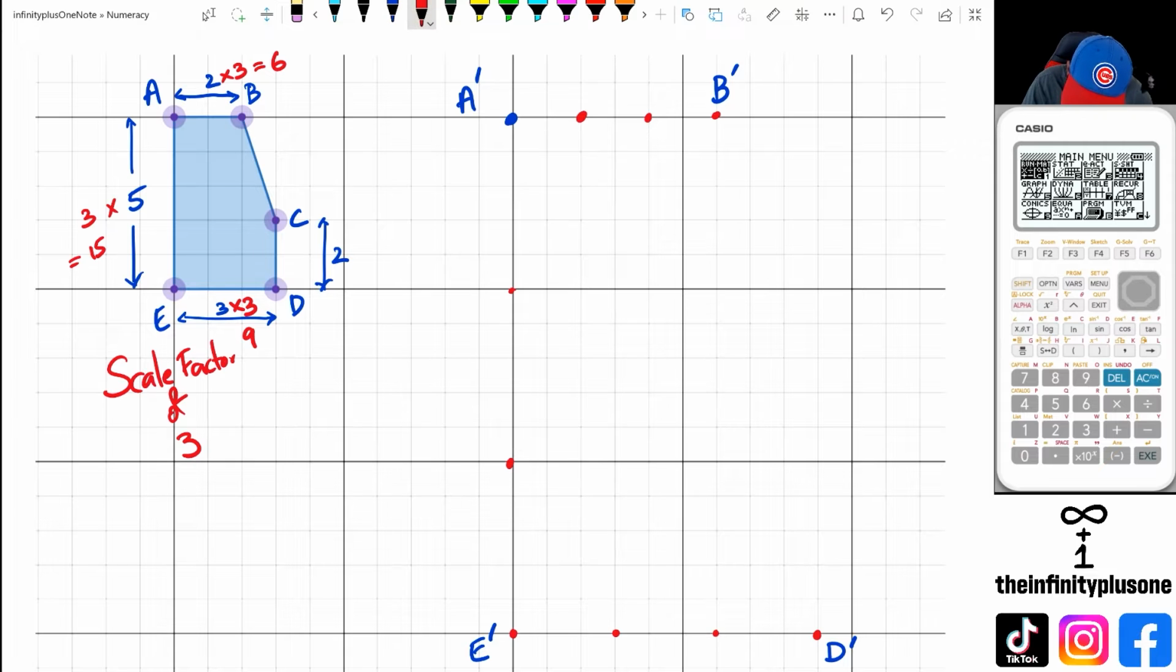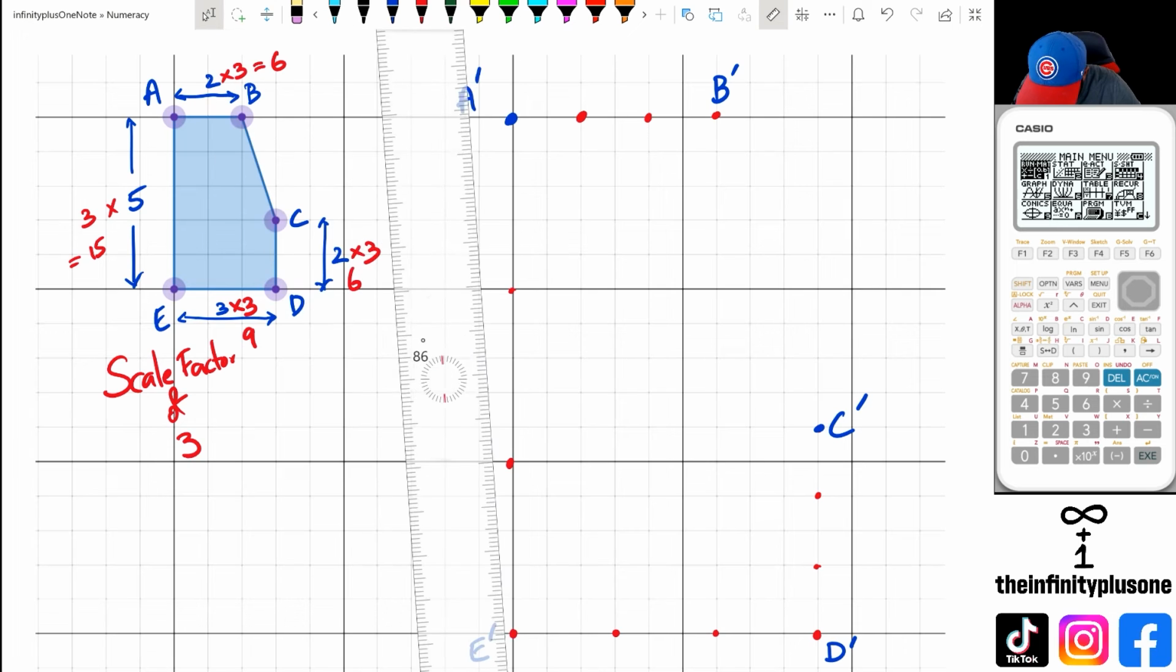And finally, C dash is 2 above D dash, so it's 2 times 3, which is 6. So we've got 2, 4, and 6. And so this point right here is going to be our C dash.